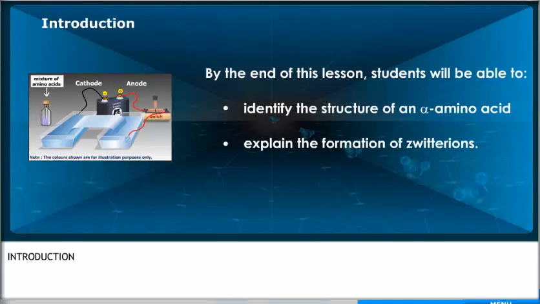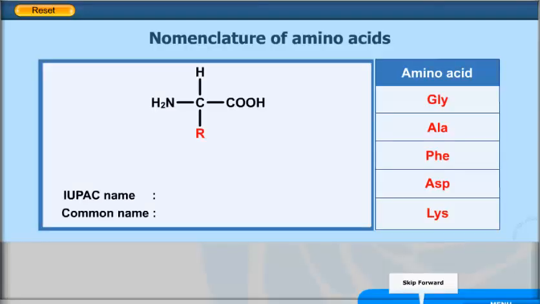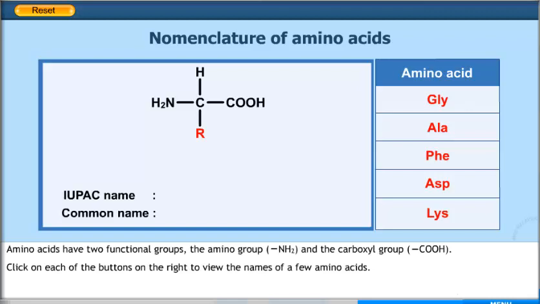By the end of this lesson, students will be able to identify the structure of an alpha amino acid and explain the formation of Zwitterions. Amino acids have two functional groups, the amino group and the carboxyl group. Click on each of the buttons on the right to view the names of a few amino acids.